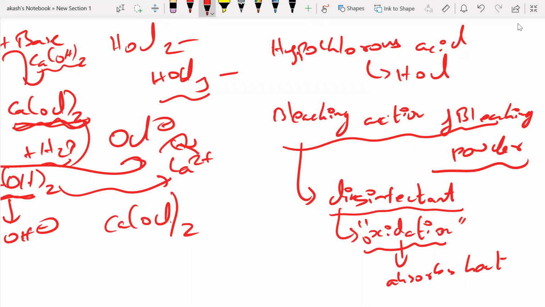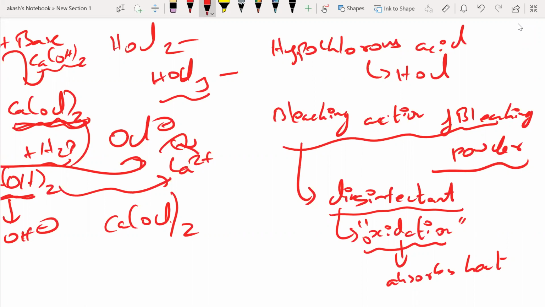So something which decolorizes or reduces the color. Fades the color, sir. Change the color of what? Some given substance. Change the color of a given substance. Yes, possible. Okay, fine. Anybody else has any comments?